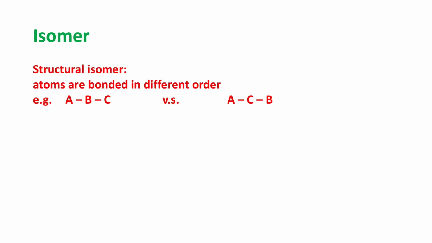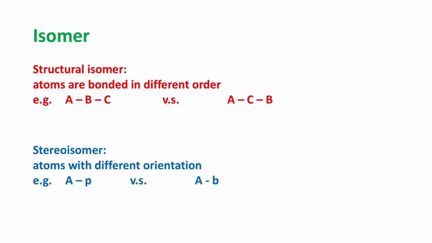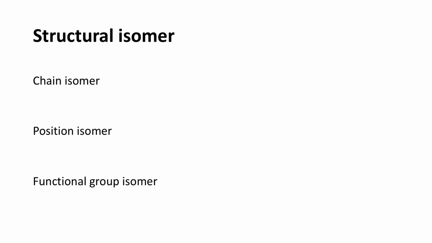Different isomers can be classified into two categories: structural isomer, in which the atoms are bonded in different order, or stereoisomer. In this example, the P and B represent the same components but with different orientation. And we will discuss the structural isomer first. The structural isomer can be further divided into three categories.